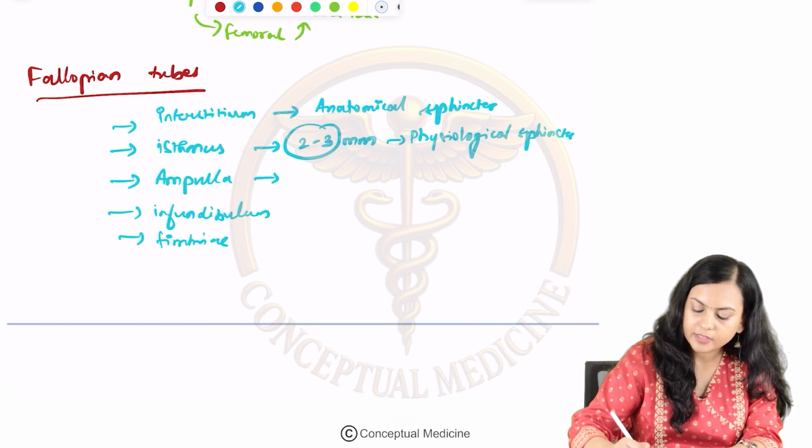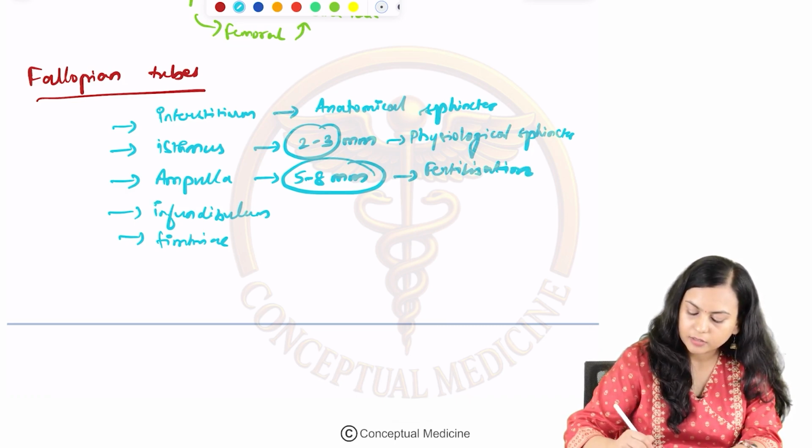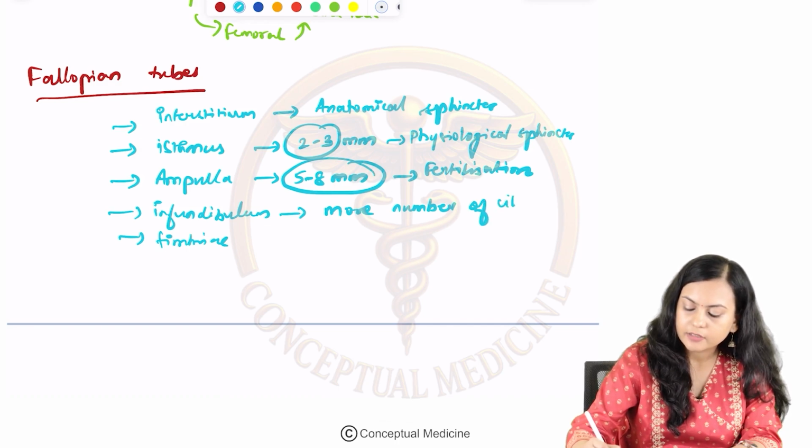Ampulla is the widest part of the tube and it is also the longest part of the tube. It measures around 5 to 8 millimeters wide, and this is the region where fertilization usually takes place. Infundibulum has a larger number of ciliated cells.